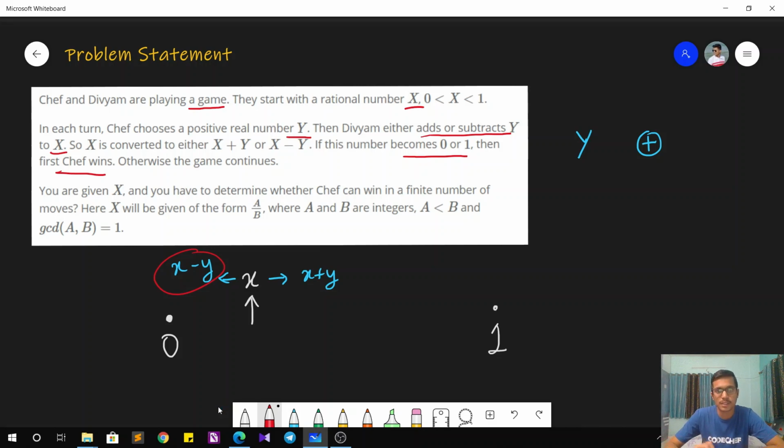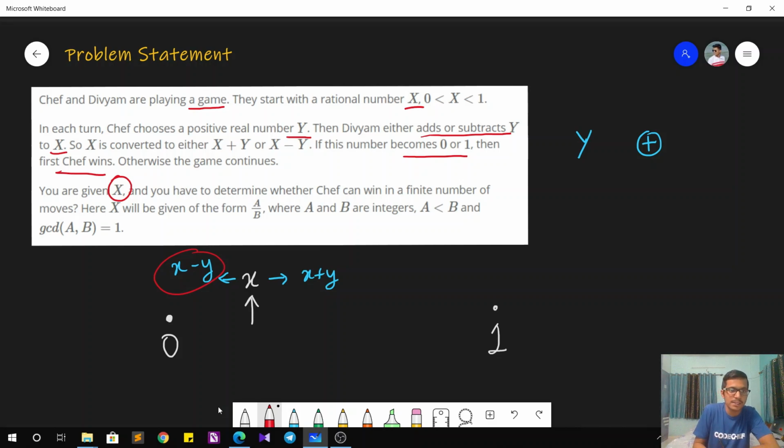Now what is asked? Given the initial number x, we have to determine whether Chef can win the game in a finite number of moves. Remember that whether to add the number or whether to subtract the number, it's up to Divyam. So Chef cannot control it. So if he wants to know for sure whether he can win the game, he should be able to tell it in the beginning itself.